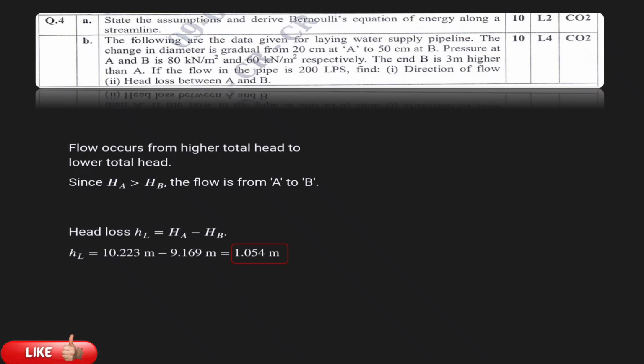Since HA, head at A, is greater than head at B, the flow occurs from A to B. This is the answer for the first question. Direction of flow occurs from A to B.